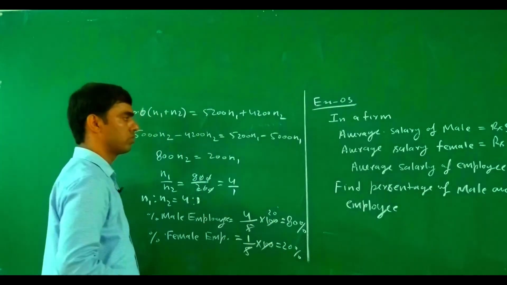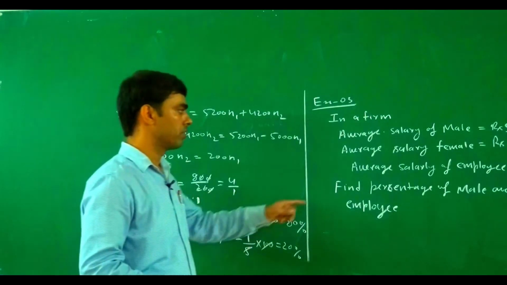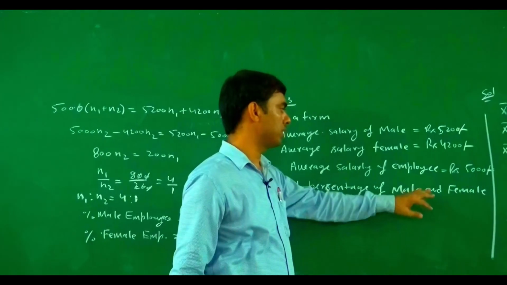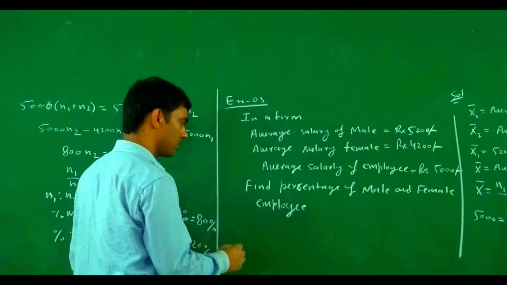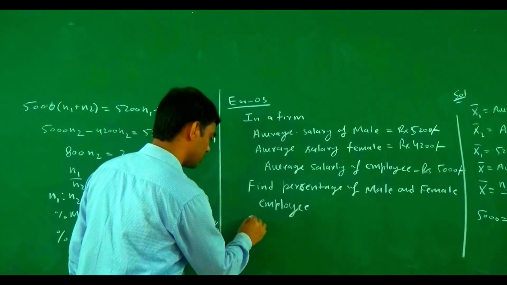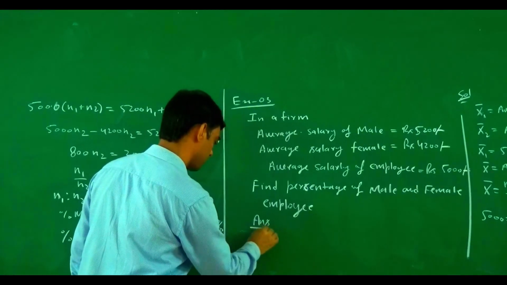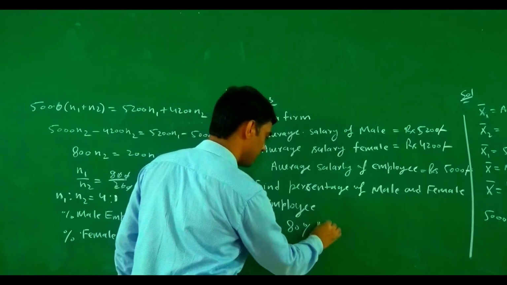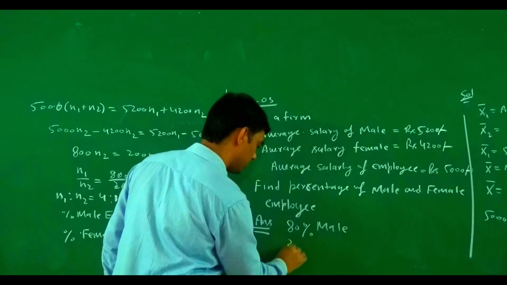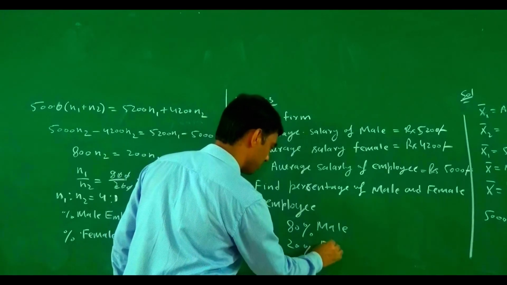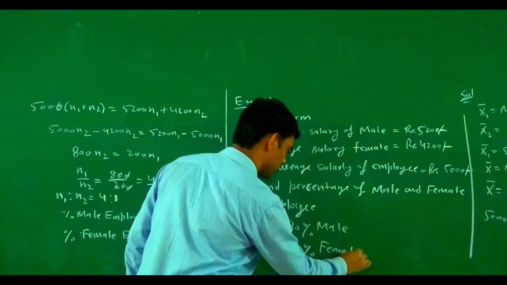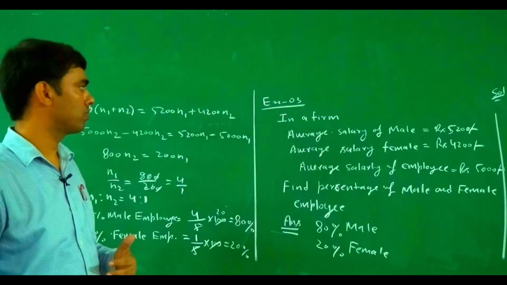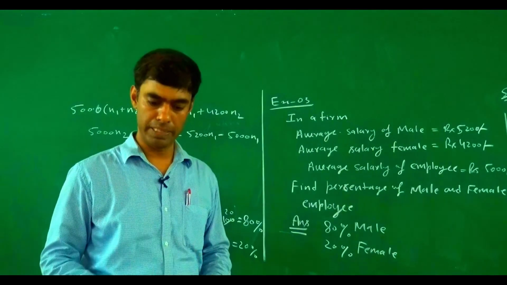So what is the answer? Find the percentage of male and female employees. The answer is 80% male employees and 20% female employees. So these are some simple questions on how we find the arithmetic mean.